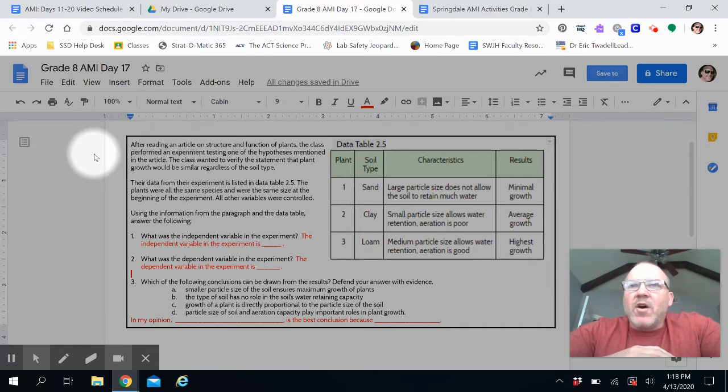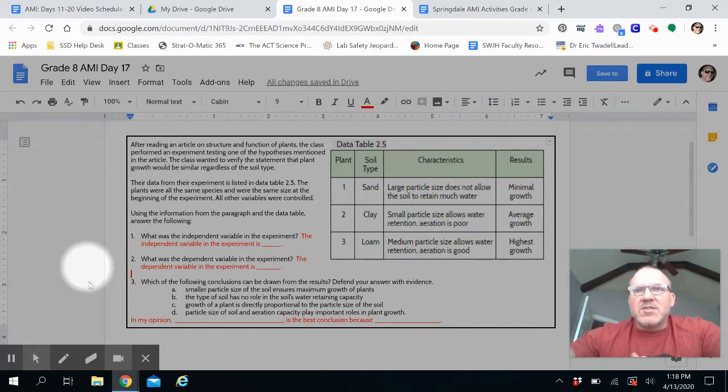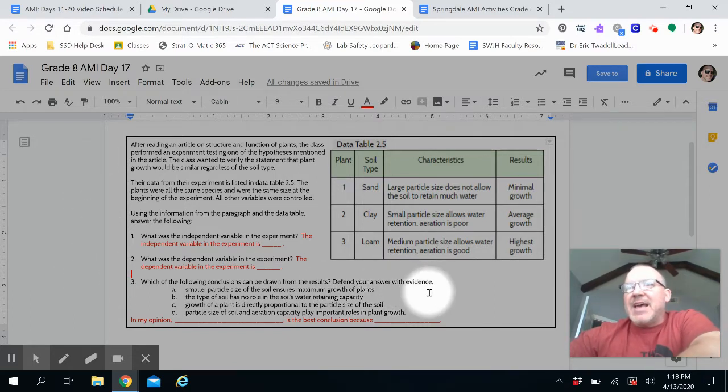The plants were all the same species and were all the same size at the beginning of the experiment. All other variables were controlled. Using the information from the paragraph and the data table, answer the following. Okay, so we've already looked at our questions here. Let's take a quick look at the data table itself. So data table 2.5 says that we use 3 different soil types.